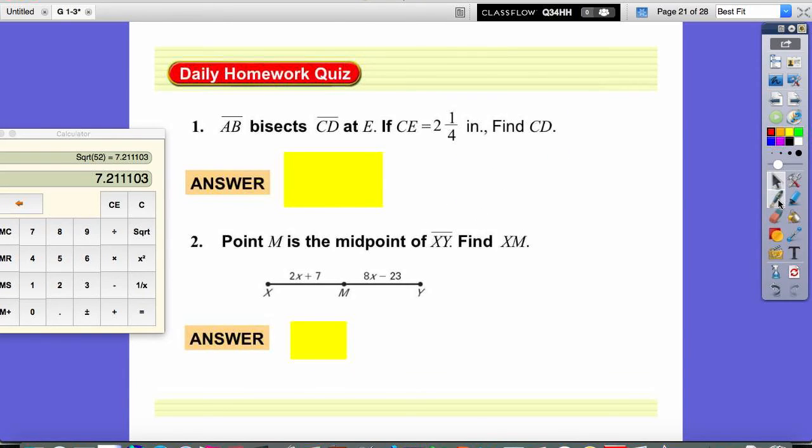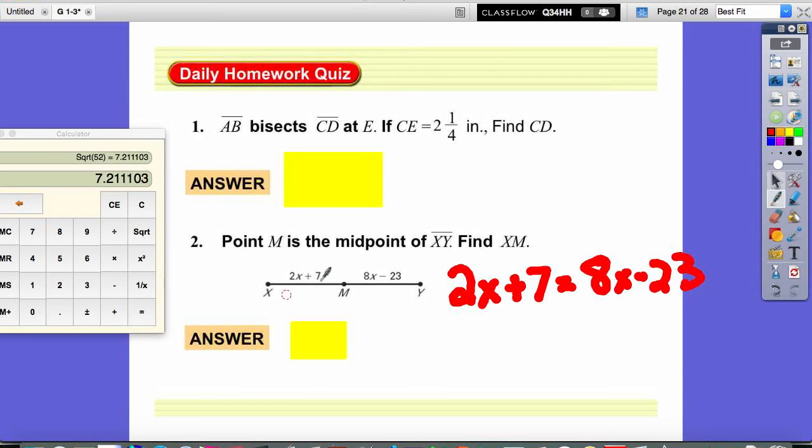If M is the midpoint of XY, find XM. That means that 2x plus 7 is going to be equal to 8x minus 23. We're using equal because we're dealing with numbers. We would say that XM is congruent to MY.